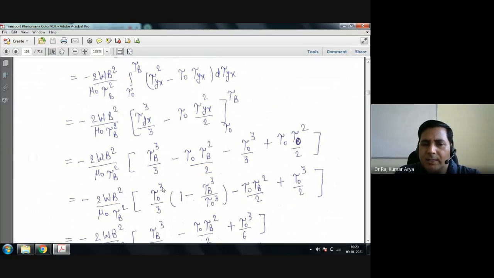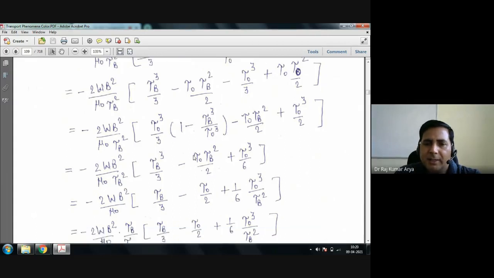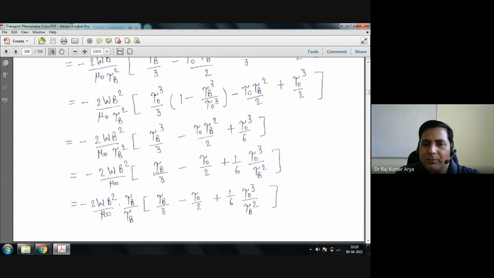So if you do that, now you take the common here. You are ending up with this equation, tau naught cube upon 3 something. Then again you take common from here, so you will end up with 2 w b square upon mu naught, tau b upon 3 minus tau naught by 2 plus 1 by 6 tau naught cube upon tau b cube. Further, you can rewrite it in terms of tau b.